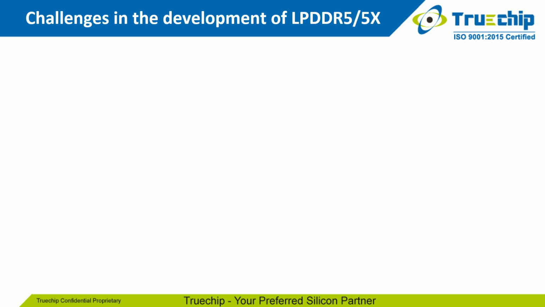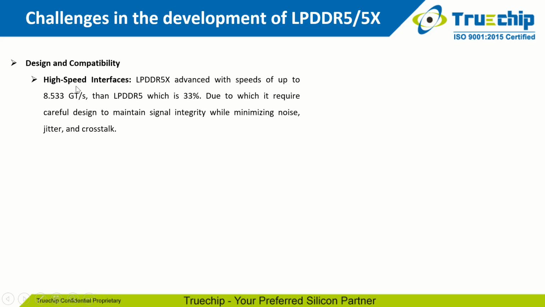So let's talk about the challenges in development of LPDDR5 RAMs. Design and compatibility. High-speed interfaces. LPDDR5X advanced with speeds of up to 8.533 GT per second over LPDDR5, which is 33% higher, due to which it requires careful design to maintain signal integrity while minimizing noise, jitter, and crosstalk. Backward compatibility. Ensuring compatibility with legacy systems adds complexity.